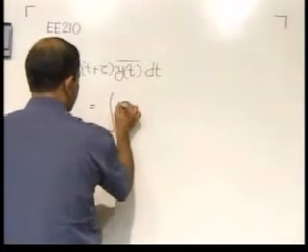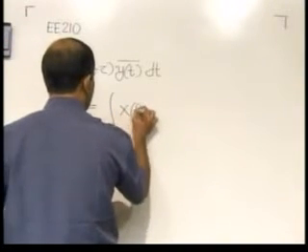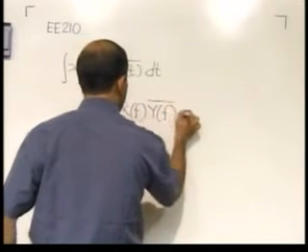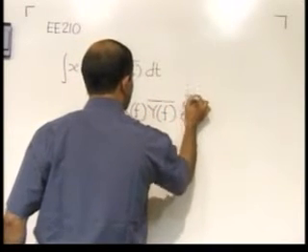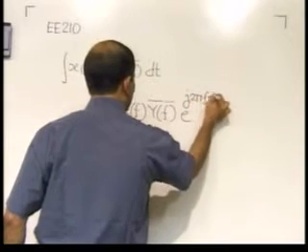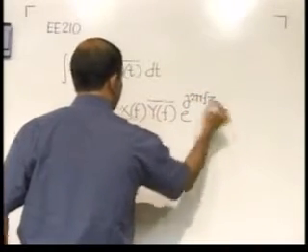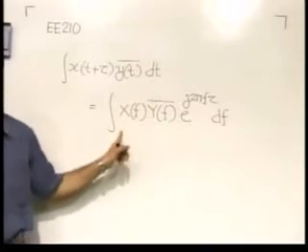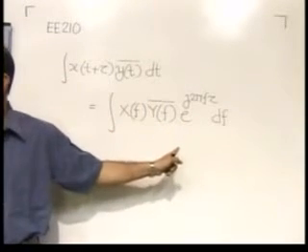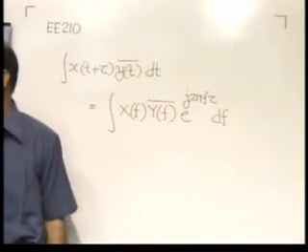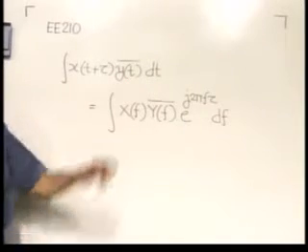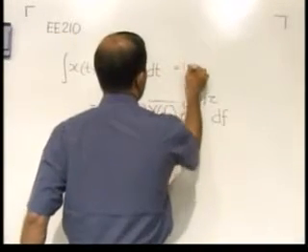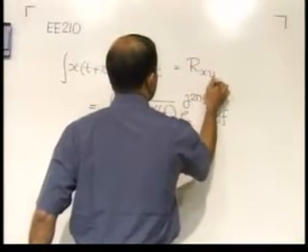the integral of X(f) Y bar(f) e raised to the power j 2 pi f tau df, which happens to be the inverse Fourier transform of X(f) Y bar(f) evaluated at tau. Think of tau now as a time variable. This is a function of tau. In fact, we gave this a name. We call this r_xy(tau).